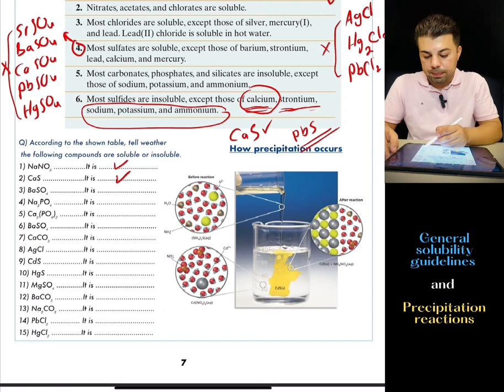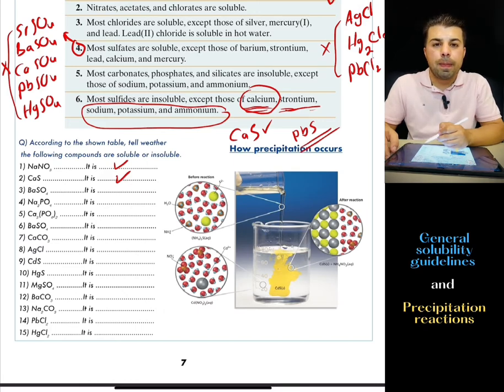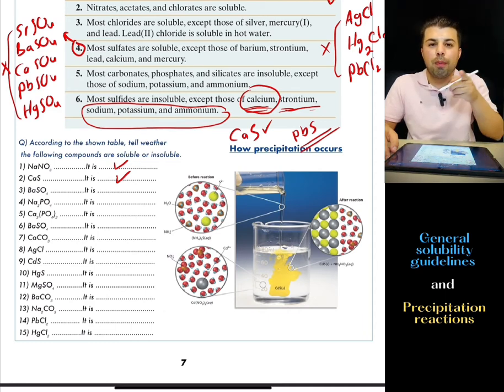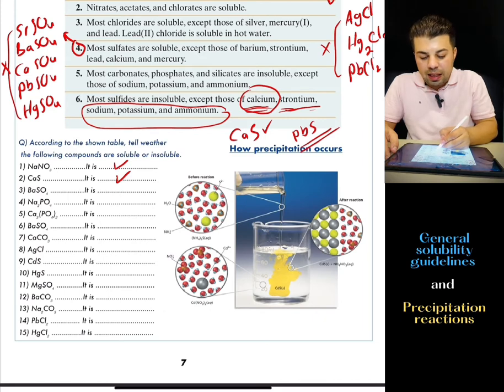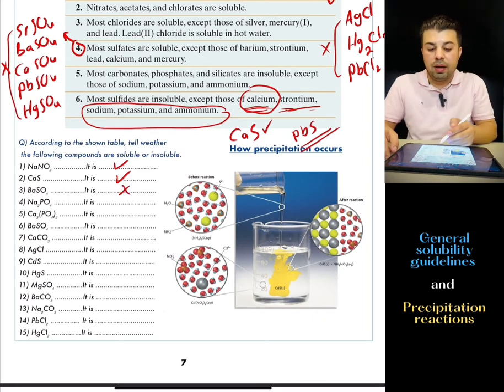Rule number four, BaSO4. Rule number four states what? Most sulfate compounds are soluble in water except calcium, barium, strontium, lead, and mercury. So barium sulfate is an insoluble compound based on rule number four.